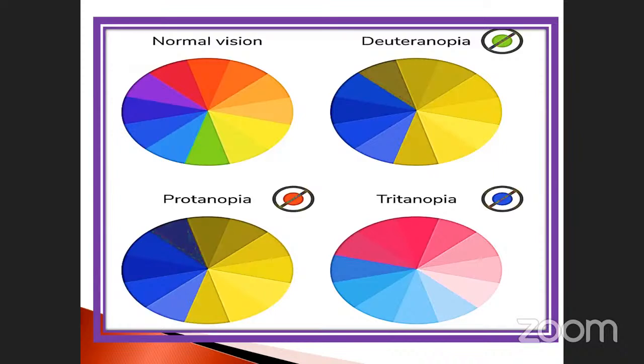Deuteranopia, we cannot find out the green color. Protanopia is also one of the eye defects, otherwise called X-linked recessive traits. We cannot find out which one is red. And Tritanopia, we cannot find out which is blue color. So these are the clinical symptoms that have been identified. They have given separate names also. Phobia is a fear, isn't it?